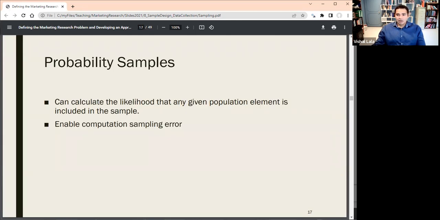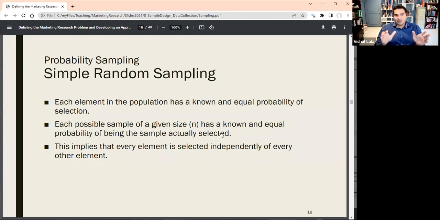Now, we've looked at non-probability samples. Now, the beauty about probability samples is that with a probability sample, each population element has a known non-zero chance of being included in the sample. Right? So we can calculate the likelihood that any given population element is included in the sample, and this in turn can enable the computation of sampling error, something we cannot do with non-probability samples. So a lot of statistics then assumes that our data is in fact a probability sample. Specifically, I'm referring to inferential statistics.